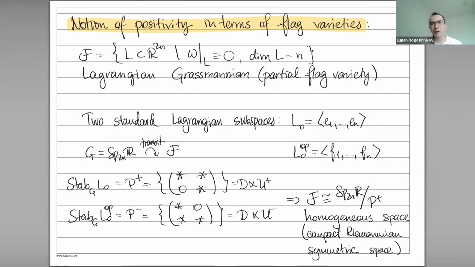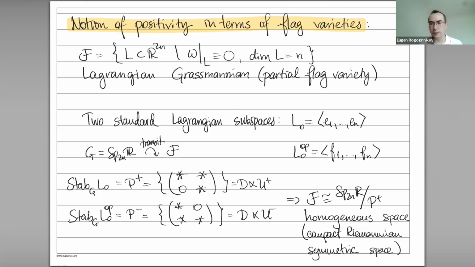In our case, the flag variety will be a Lagrangian Grassmannian. This is the space of all n-dimensional subspaces in R2n on which our symplectic form vanishes. And since we fixed a symplectic basis, we can define two standard Lagrangians, which are the span of the first n vectors in the basis and the span of the last n vectors in the basis. Moreover, the group Sp2n(R) acts transitively on the flag variety. We can also compute the stabilizers of these two standard Lagrangians, and they are these parabolic subgroups, block upper triangular and block lower triangular matrices. In fact, they are semi-direct products of D with U plus and U minus.